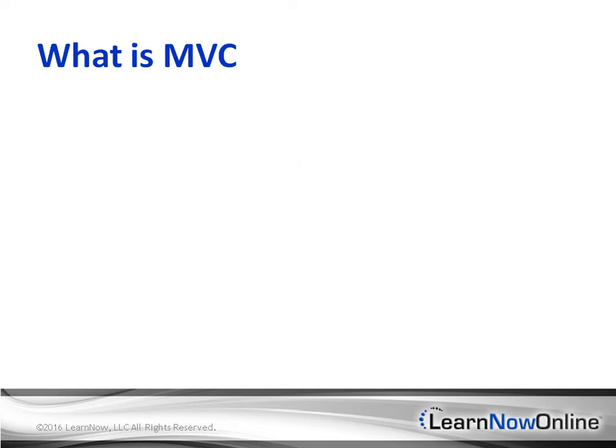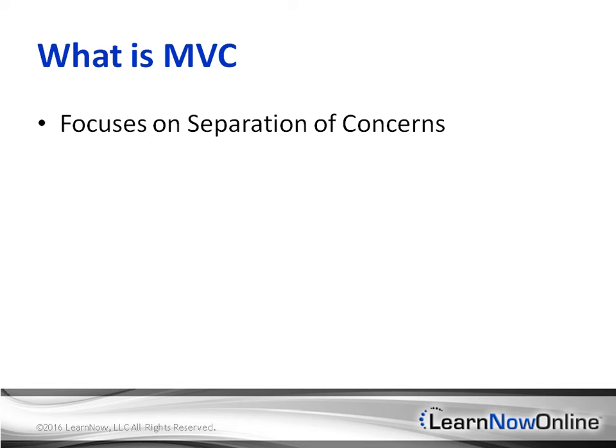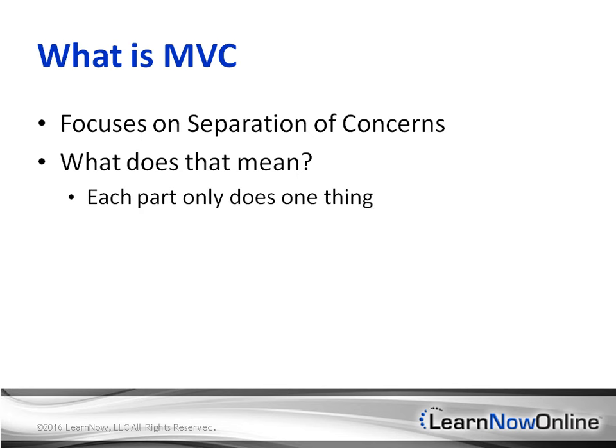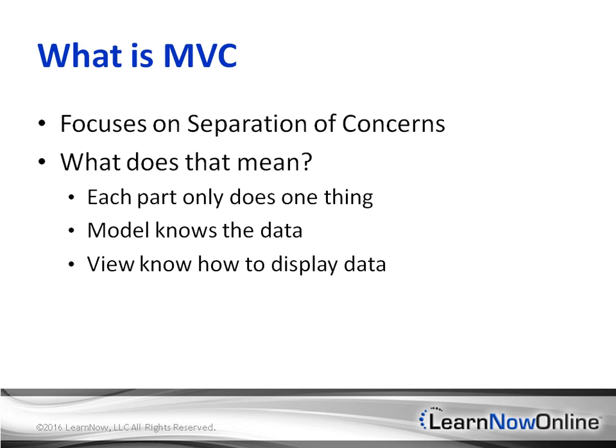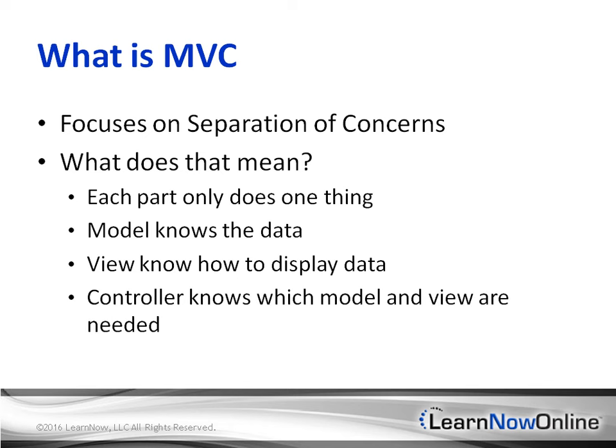What exactly is MVC? You may have heard that it focuses on separation of concerns. What does that mean? It means that each part of the MVC does only one thing, and it does it well. The model knows only about the data that's either being modified or being displayed. The view knows only how to display the data. It doesn't do any of the manipulation. The view knows only how to display the data or receive input from a user. And the controller knows which model and view are needed to complete the task at hand.